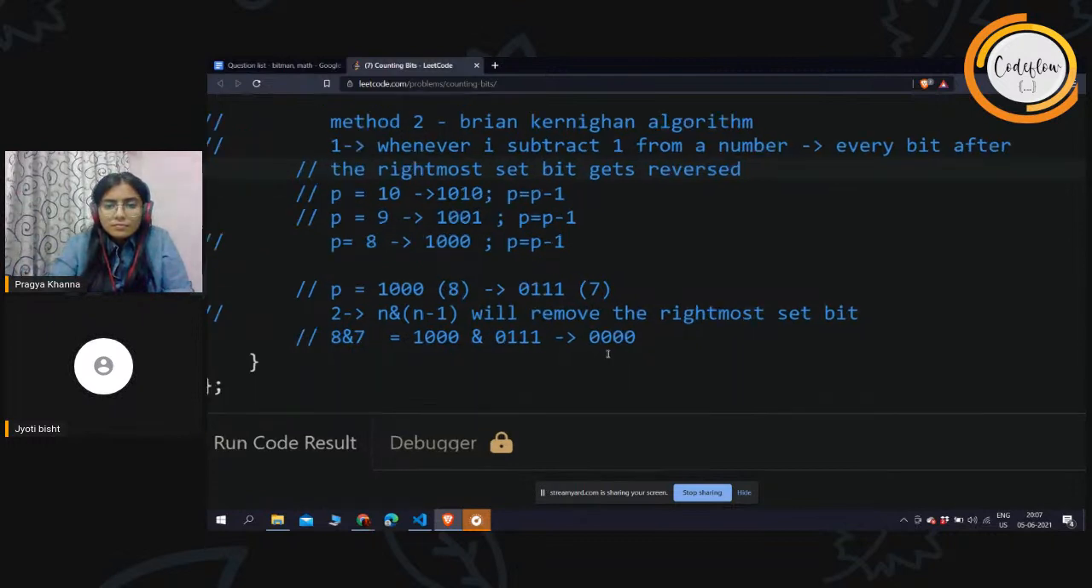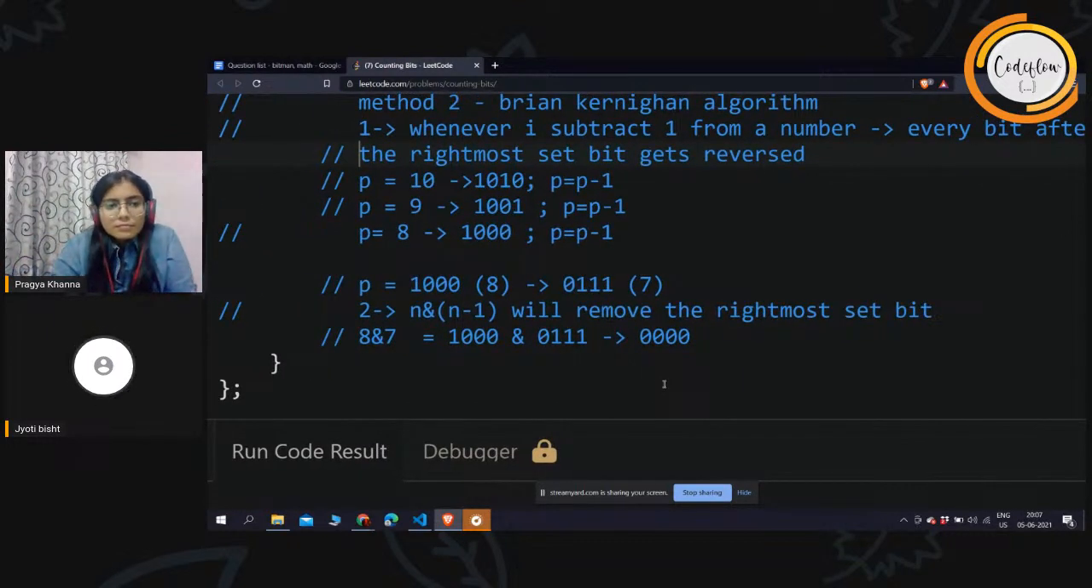ठीक. उसके बाद, now what I'm trying to say is, every time I do this, one rightmost set bit gets reduced. It gets removed. So if I put a loop and count the number of times the loop runs, हर एक बार हर एक run में one rightmost set bit will get removed, and finally I will be left with no answer.